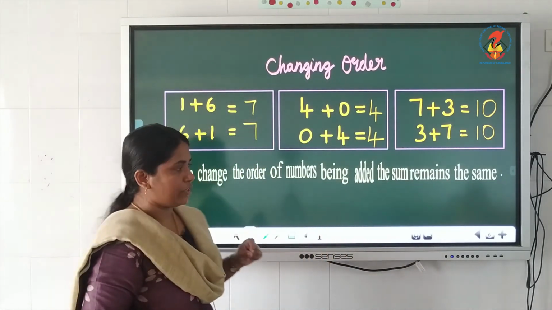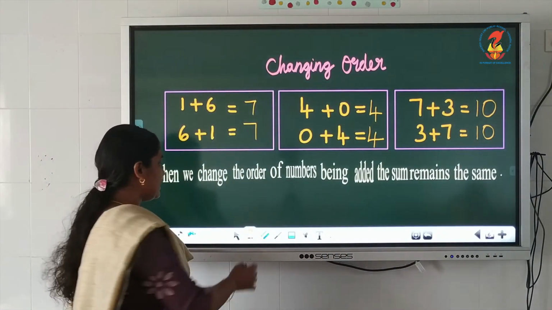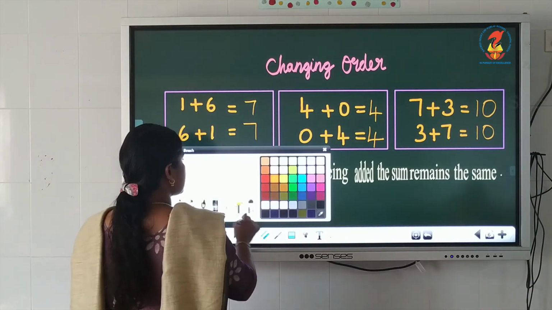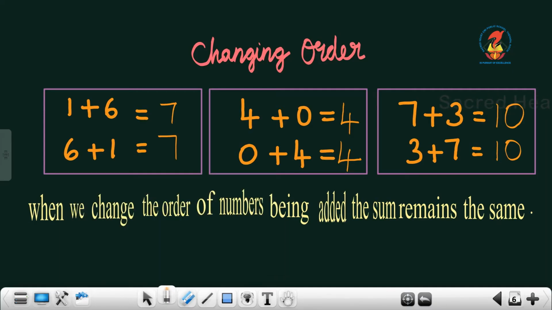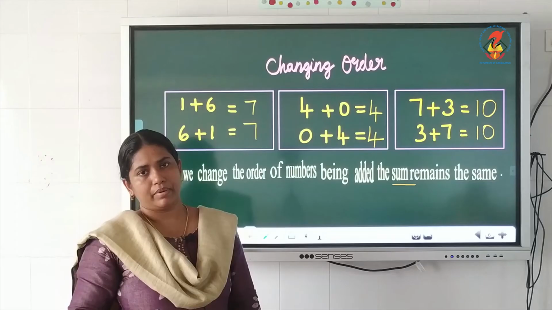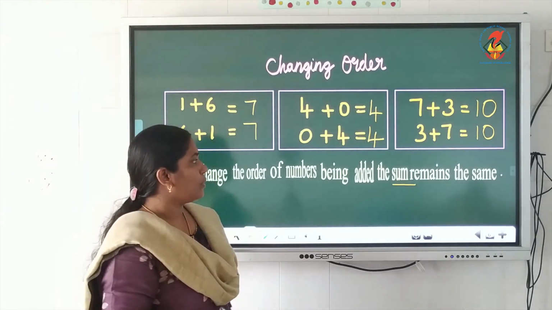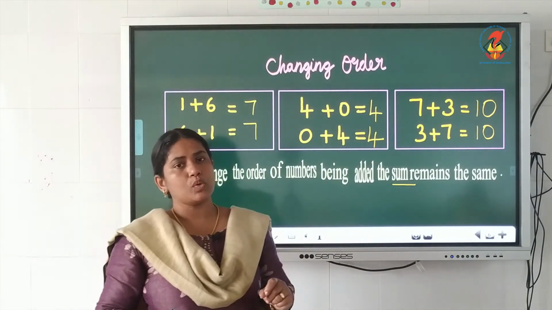So what is the rule, children? When we change the order of the numbers being added, the sum, meaning the answer, remains the same. Is it clear? Now just revise all the 3 rules once again.